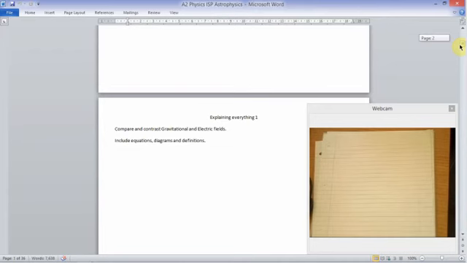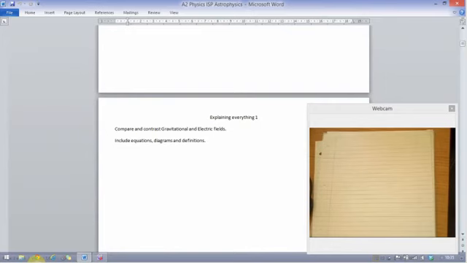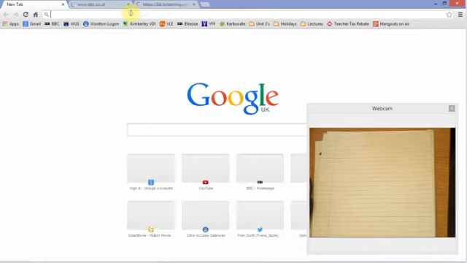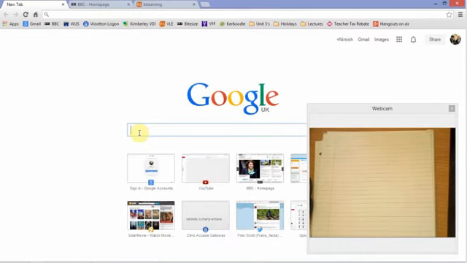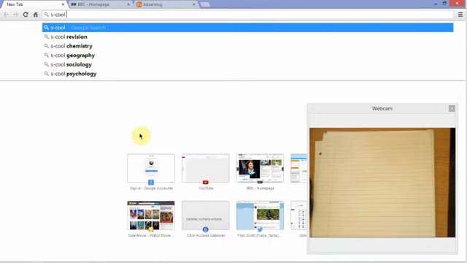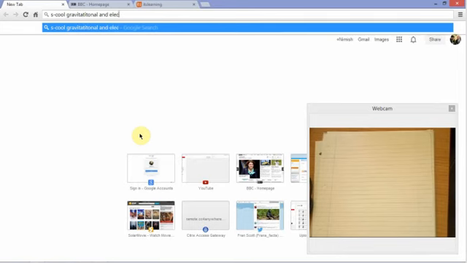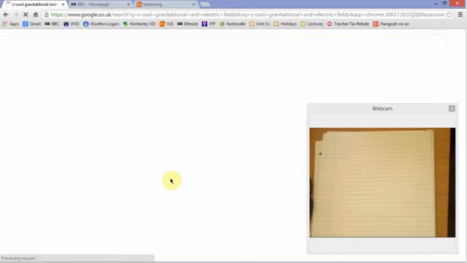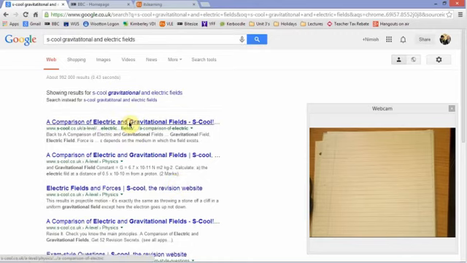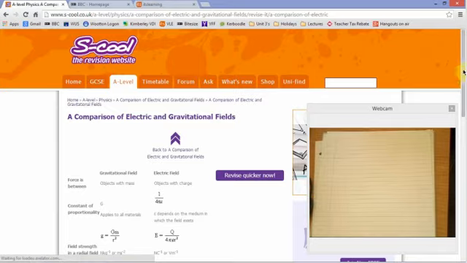Here we go. Okay, so compare and contrast gravitational fields, include equations, diagrams and definitions. Now, if I remember correctly, there's a brilliant website that goes through this, so I'll just bring that up so we can have a look. It's called S-cool. So if I search S-cool, gravitational and electric fields. Here we go, it's the first link there. Spelled gravitational wrong, never mind. Okay, so here we go.